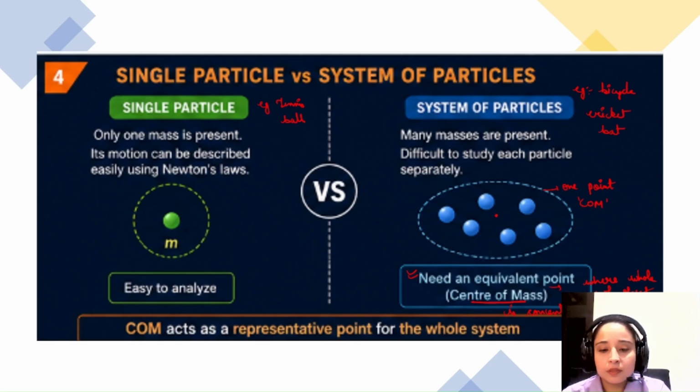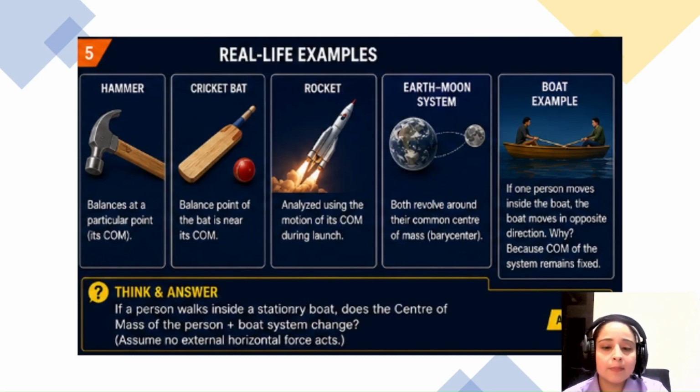So again, if I ask you another example, like a truck that has 1,000 parts, we cannot treat a truck as a single particle. No, we cannot do it. So in that case, again, we need to consider that there is an equivalent point, or a center of mass, where the whole mass is supposed to be concentrated.